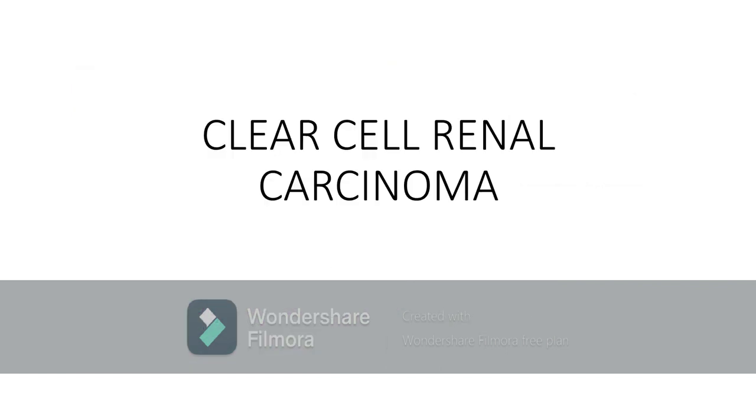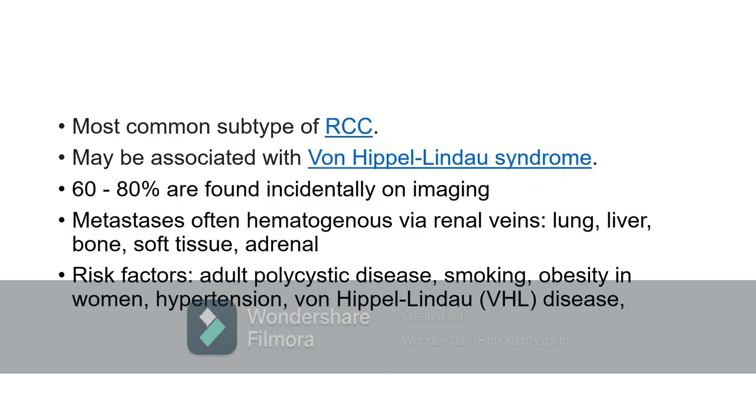Moving on to clear cell carcinoma. So clear cell renal cell carcinoma. Among the renal cell carcinomas, the clear cell is the most common type, and it is associated with a syndrome called von Hippel-Lindau syndrome. They are incidentally found in 60 to 80%, and metastasis is often through the hematogenous route via renal veins to lungs, liver, bone, soft tissue, and adrenals.